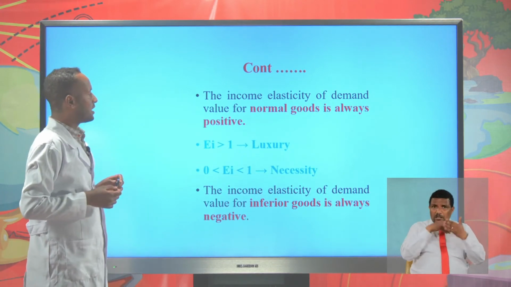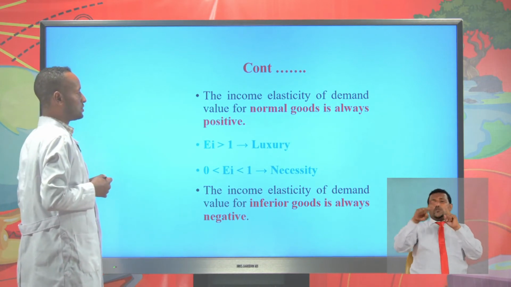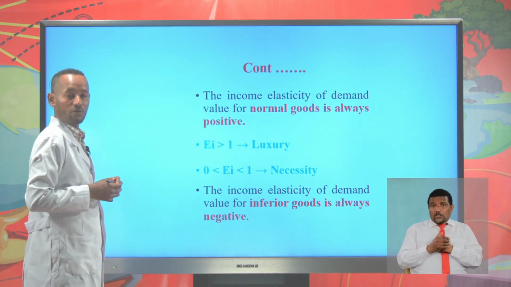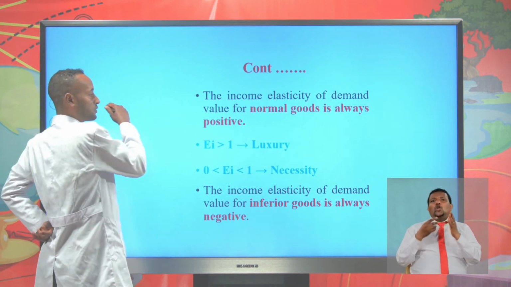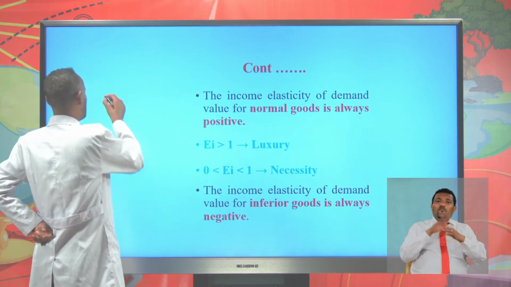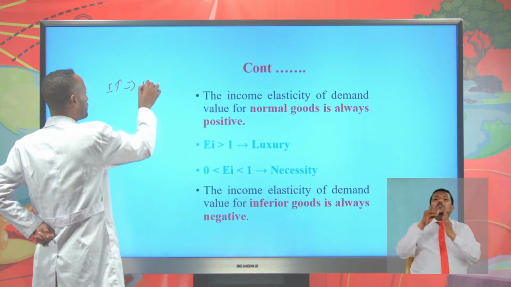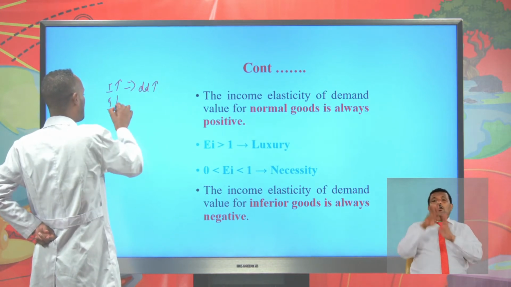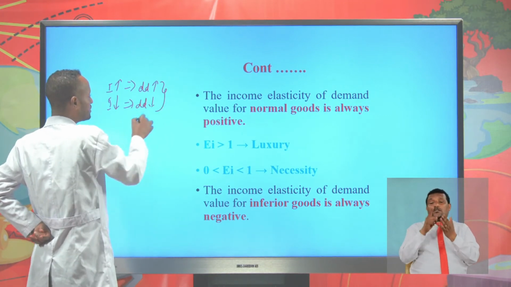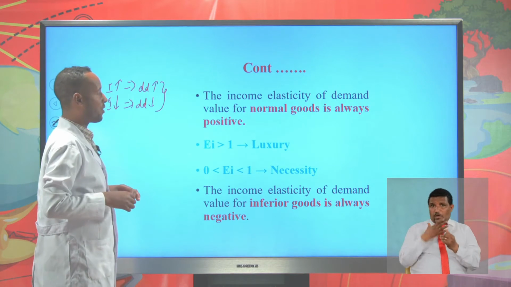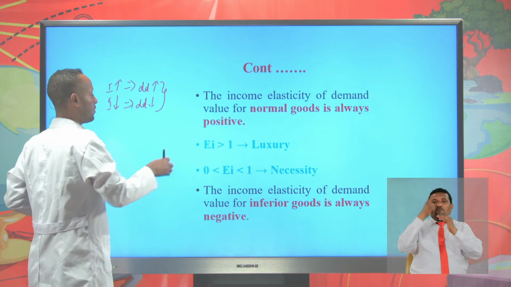Income elasticity of demand is used to distinguish whether the goods bought are normal or inferior. The income elasticity of demand value for normal goods is always positive. This is due to the direct relationship between income of consumer and the demand for normal goods. That means normal goods are those goods whose income effect is positive. As income of a consumer increases, the demand for normal goods will always increase, and with the fall in income of consumer, the demand for normal goods will decline. So due to this direct relationship, the income elasticity of demand value for normal goods is always positive.